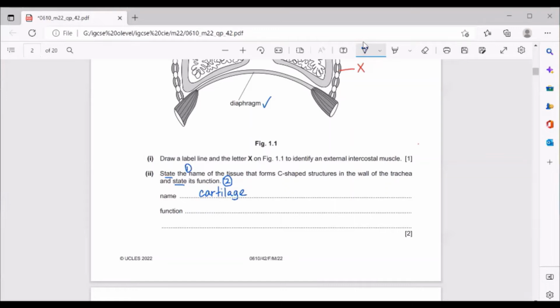Now, what is the function of cartilage in the trachea? The function of the cartilage in the trachea is actually to provide support to the trachea and therefore prevent the trachea from collapsing. This will ensure that the trachea is open and therefore allow movement of air into and out of the lung. So therefore, the function would be to support the trachea and prevent the trachea from collapsing.